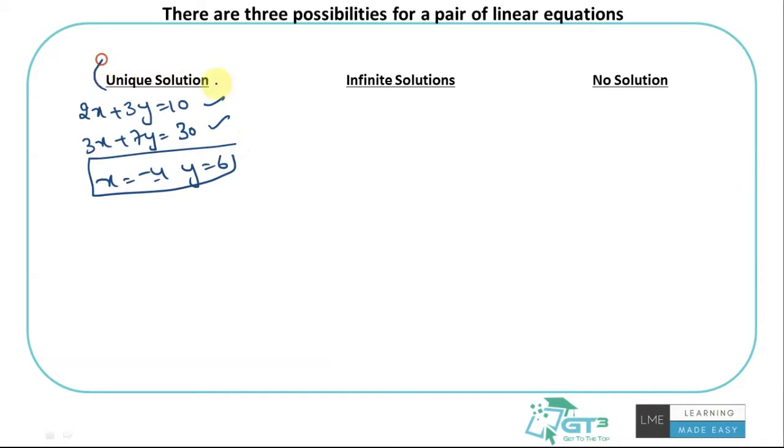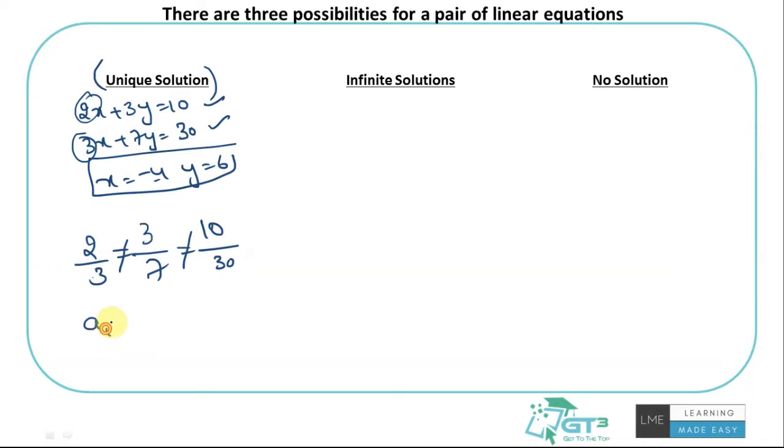When would this condition exist? When I have two equations, just divide the coefficients of individual terms. 2 by 3, 3 by 7, 10 by 30. 2 by 3 and 3 by 7 are not equal. They are different ratios, different fractions, and 3 by 7 and 10 by 30 are also not equal. That is when you'll have a unique solution.